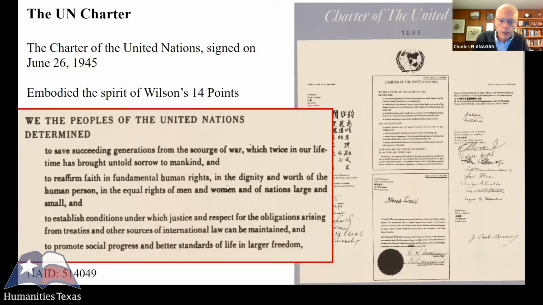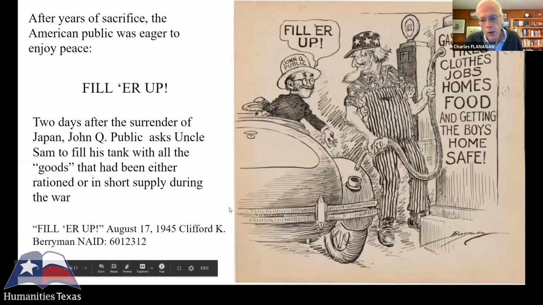And just after that, a few weeks after that cartoon was published, this idea of America and the world is going to be transformed by the founding of the United Nations. The charter of it is signed, and it's a very Wilsonian document. It's embodying the 14 points that he used as the basis for the Treaty of Versailles. And as you can see, the first bullet there says they're going to save succeeding generations from the scourge of war, which twice in our lifetime has brought about untold sorrow to mankind. And I'm going to move ahead and say, yeah, well, all that was going on.